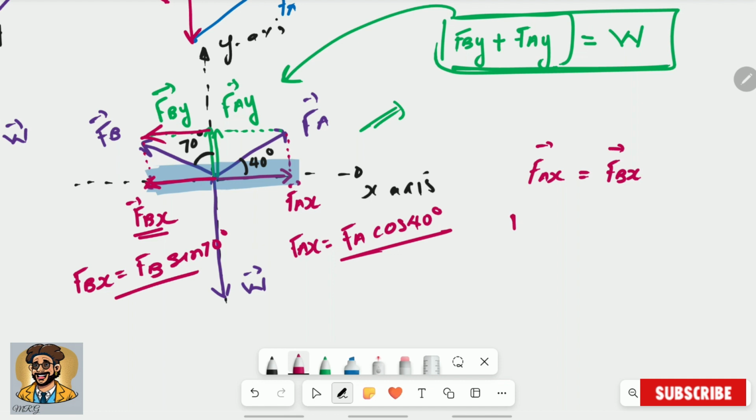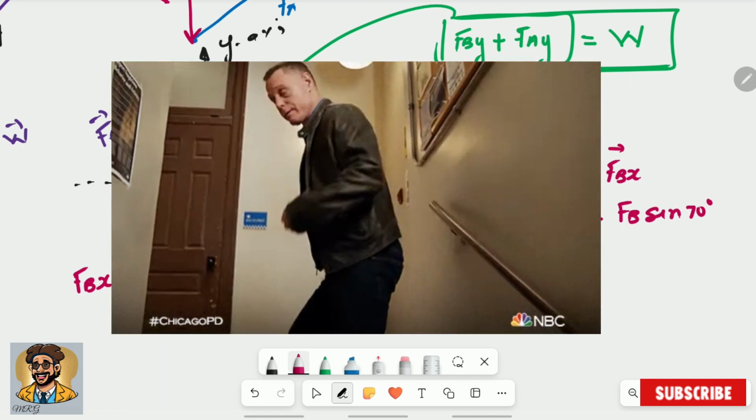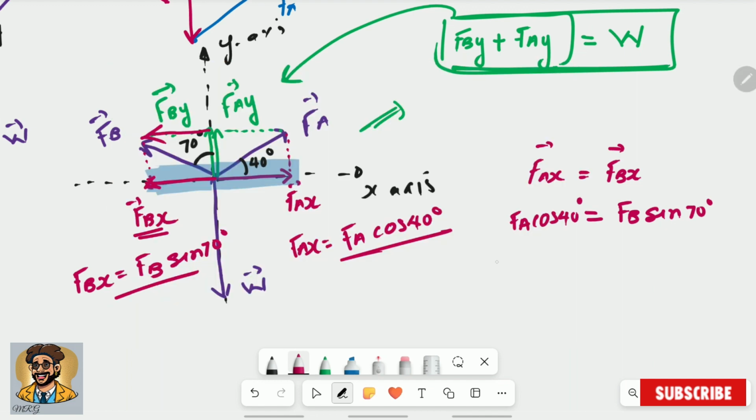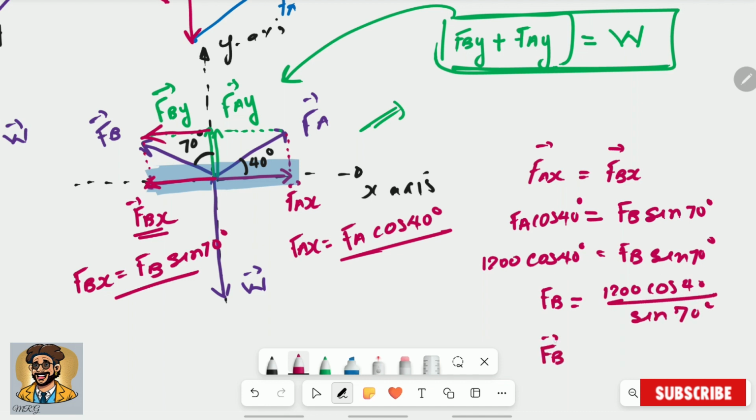This is math. Okay? Now we can substitute those two here. Fa in x is Fa cos 40 degrees, equal to Fb in x, which is Fb sine 70 degrees. Are you following me? And the rest is substitution. We are done. So the answer is 978.25 Newton. There we go. I didn't decide anything here.